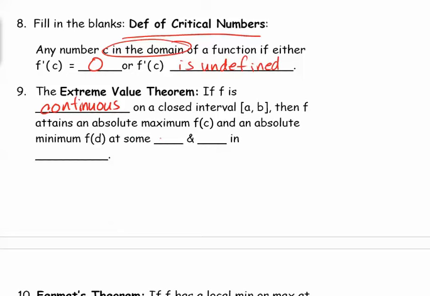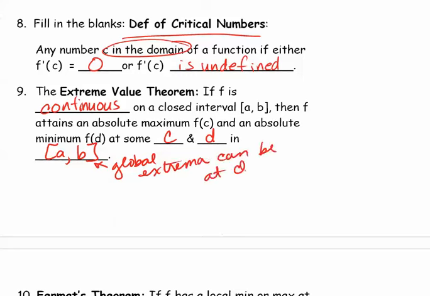I read those backwards. At some values, at some c and d, and they have to be somewhere in the interval, and they could be at the endpoints. So remember to keep those endpoints closed. So the global extrema can be at closed endpoints. So it's very important that you don't put parentheses there.